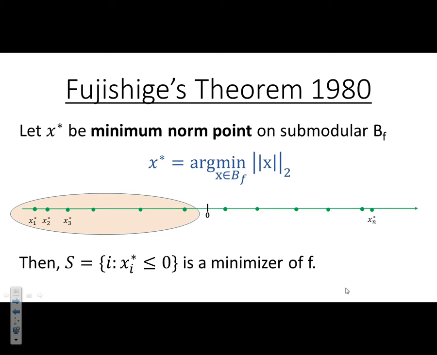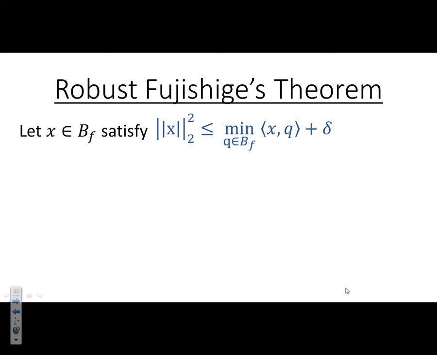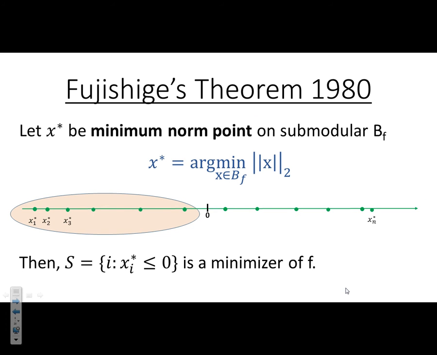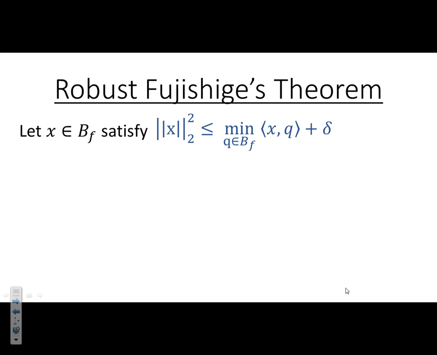So this boils down the combinatorial problem of finding the minimum submodular function value to a geometric problem. Given a polytope, I want to find the minimum norm point, and moreover, I can do linear optimization over this polytope very fast. Good. Most of these continuous optimization problems don't solve the problem exactly. They find the value up to some error. So you need a slightly robust version of Fujishige's theorem.